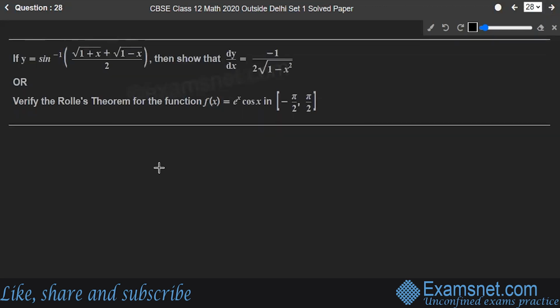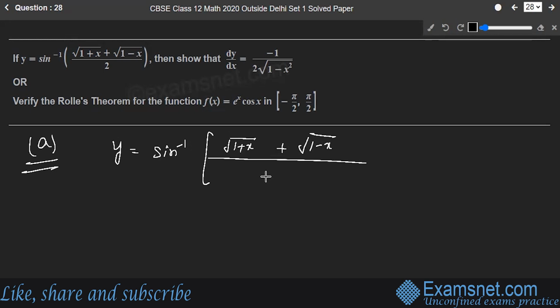Again, we have a choice in this question. The first part is: if y is equal to sine inverse of this expression, then show that dy by dx is equal to minus 1 upon 2 into 1 upon the square root of x squared. I'll go with the first part first. We are given y is equal to sine inverse of root of 1 plus x plus root of 1 minus x, divided by 2. So first thing, I'll put x is equal to cos 2 theta.